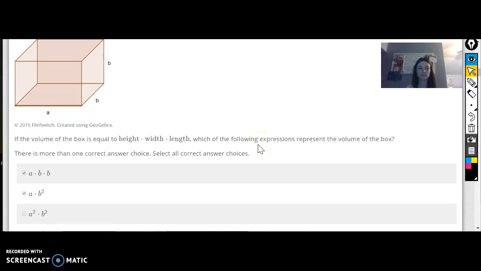Okay, this is kind of a fun one. We've got a box with sides A and B, and they want us to decide how to represent the volume of this box. And as you should all know, volume of a box is length times width times height. So we will say LWH equals A times B times B. They want to know what are all the ways that that can be represented. Well, this first one works. That's great. Let's see what our other options are, and let me scroll here for a second.